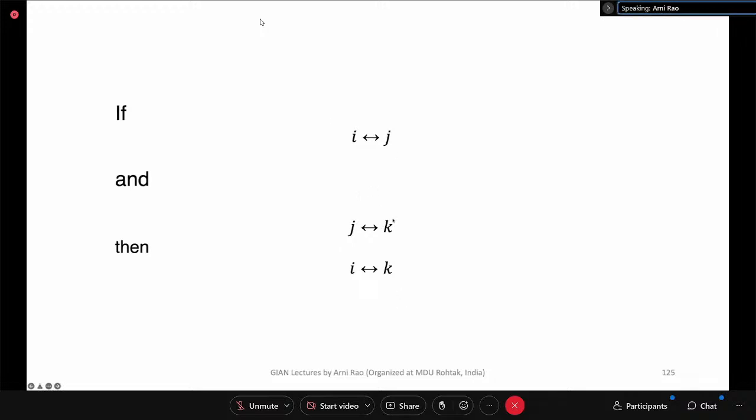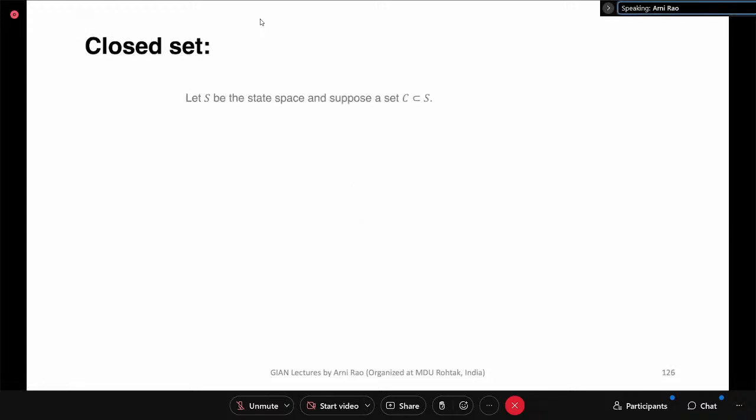These two, I and j are communicating with each other. That means I to j, j to I. Similarly, j to k, k to j. So I to k is... So these two associate, and that's why this is transitive. Yes. So once that is there, any question? No, sir. Thank you.